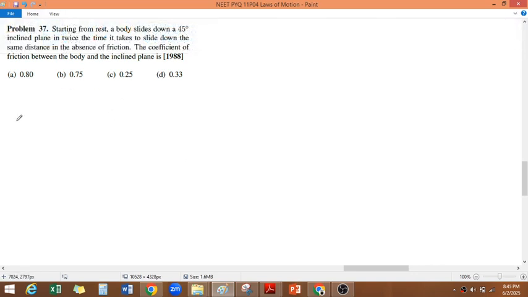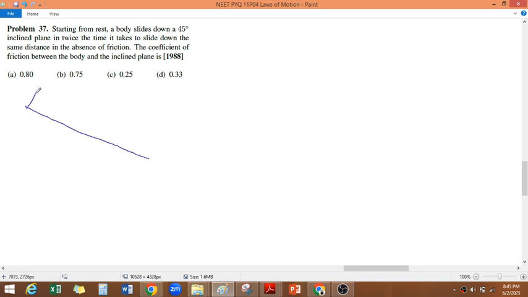I think you asked me a doubt in the WhatsApp sometime back, right? 1 week back. So I think it's something very similar. Starting from rest, a body slides down a 45-degree inclined plane in twice the time it takes to slide down the same distance in the absence of friction. Remember, I think it's the same problem. The coefficient of friction between the body and the inclined plane.